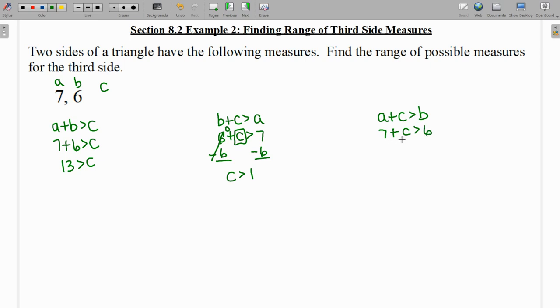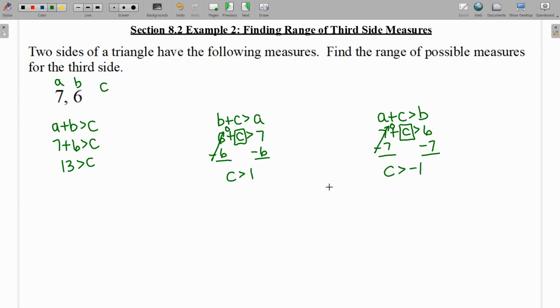Once again, what I'm trying to do is solve this inequality for C. So I need to isolate that C. I need to get it by itself on the left-hand side. I do that by subtracting 7 from the left-hand side and then subtracting 7 from the right-hand side. Now, these 7s are going to cancel each other out. It's going to leave me with C being greater than negative 1.